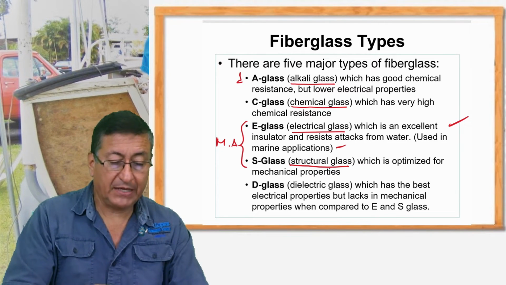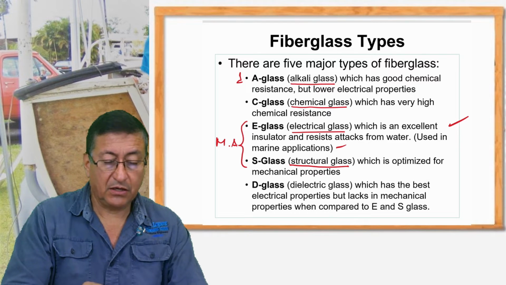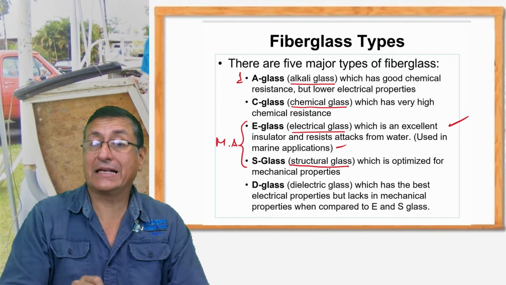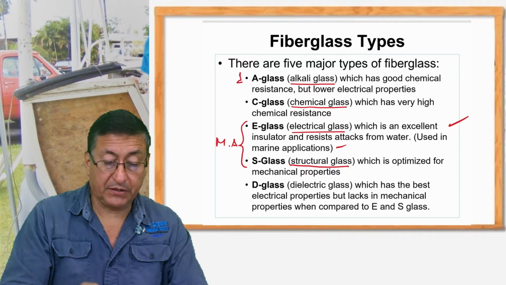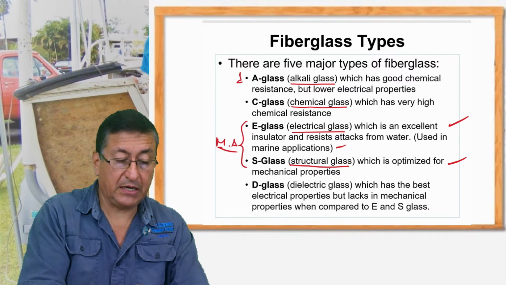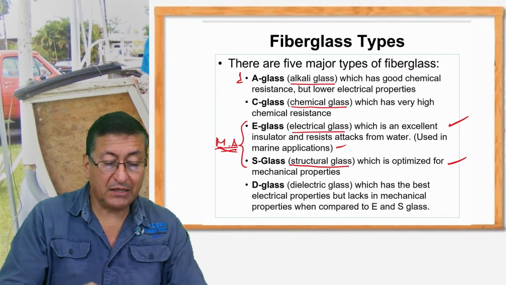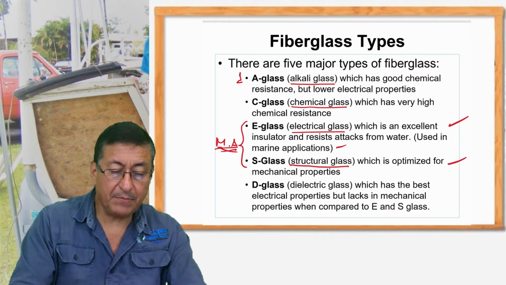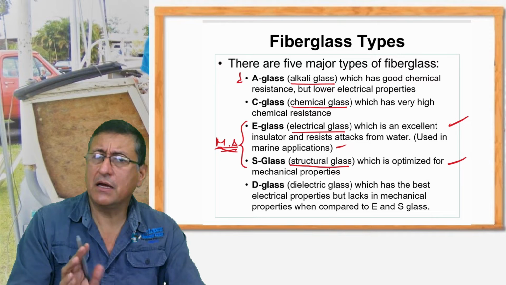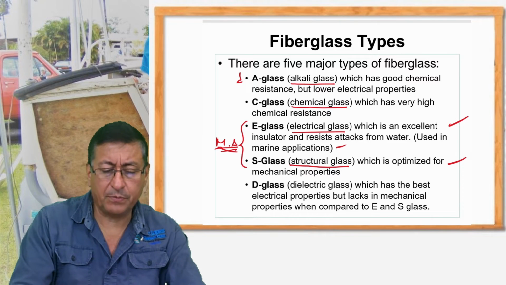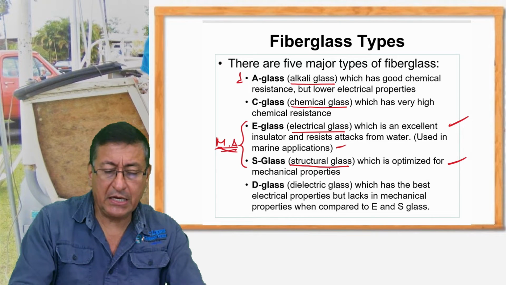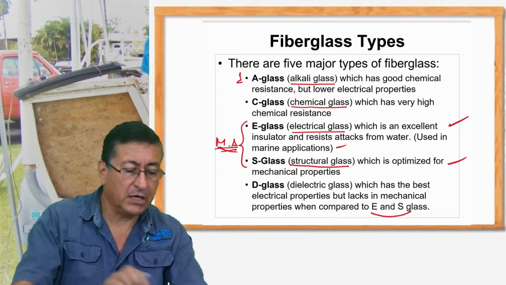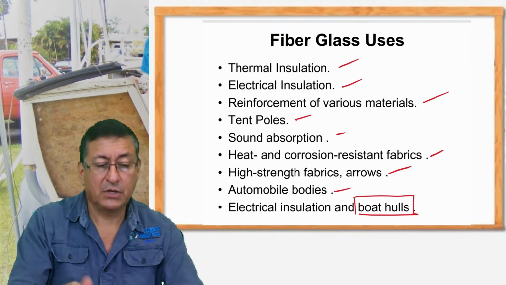For that reason, E-glass is used in marine applications, and also S-glass. The S-glass, structural glass, is used for its excellent mechanical properties. Both of them are used in marine applications. And D-glass is a dielectric glass, with the best electrical properties, but it lacks mechanical properties in comparison with E and S glass, which are commonly used in marine applications.